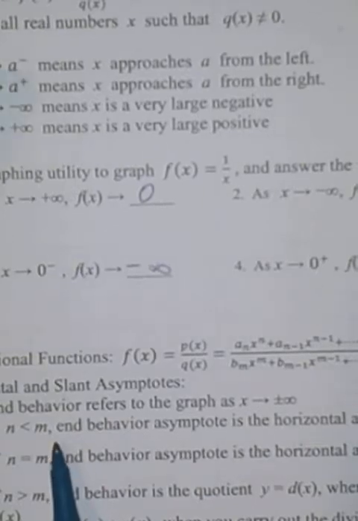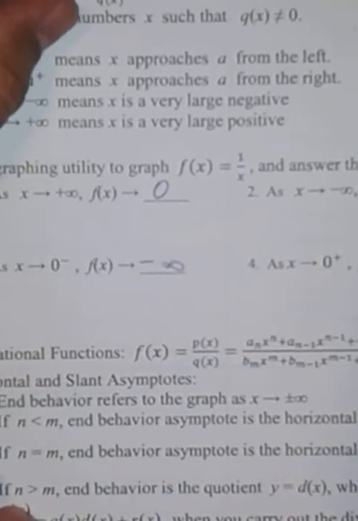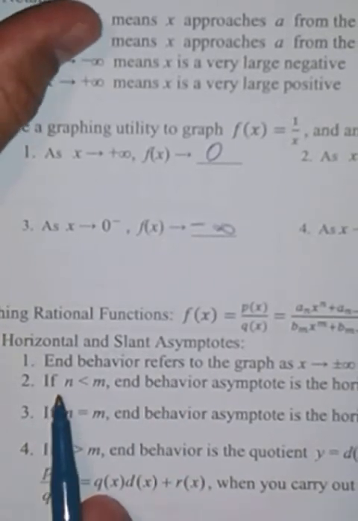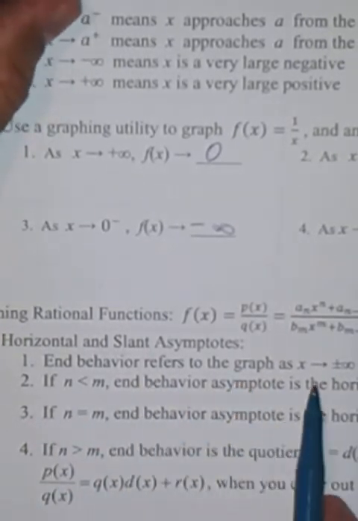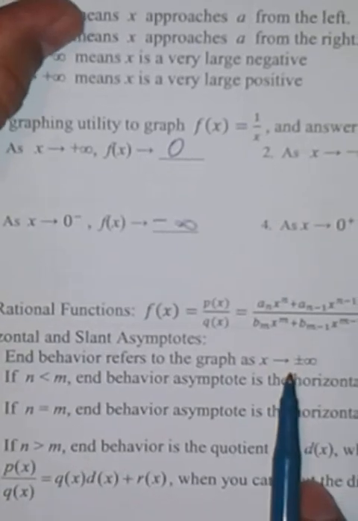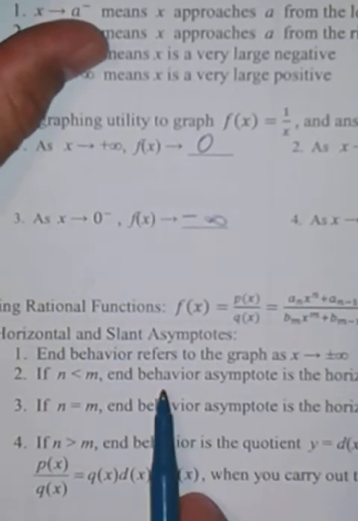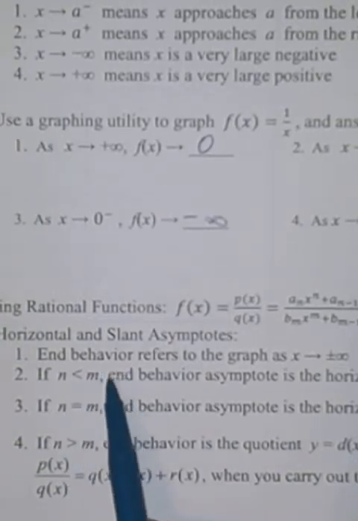All right, so letter A, horizontal and slant asymptotes. So first, number 1, end behavior refers to the graph as x goes to positive or negative infinity. Does not mean that the graph actually goes to both, but to either one that it goes to. That's what you're looking at when you say end behavior.